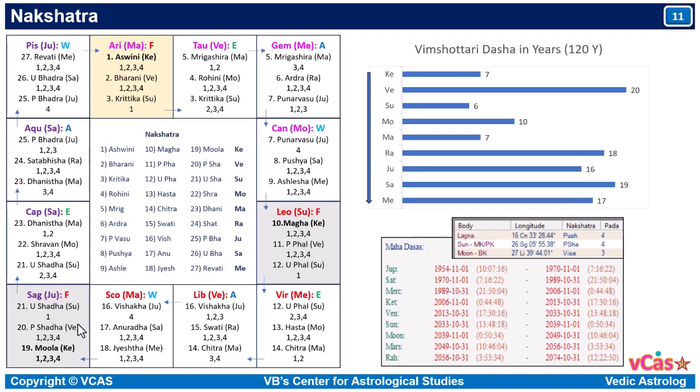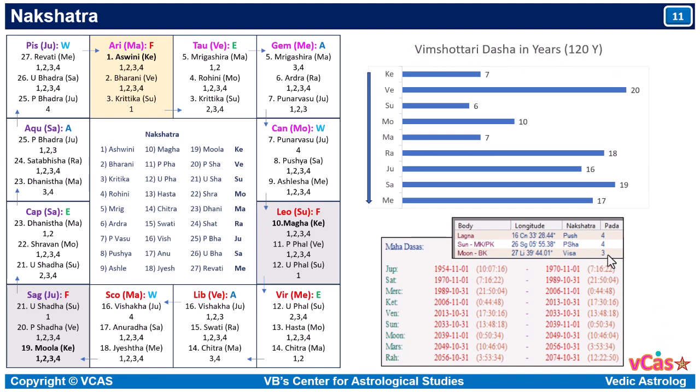Each planet rules 3 nakshatras. For example, Ketu rules Ashwini, Magha, and Mula. Venus rules Bharani, Purva Falguni, and Purvashada. Sun rules Kritika, Uttara Falguni, and Uttarashada. The sequence from Ketu through Venus, Sun, Moon, Mars, Rahu, Jupiter, Saturn, and Mercury is very important because the Vimshottari Dasha runs in the same sequence and assumes the human life span to be 120 years.